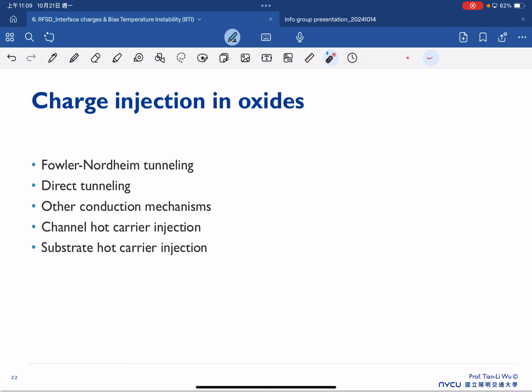Okay, so one of the issues for this interface or dielectric trapping is because we have electrons moving inside the dielectric. So first of all, we have to understand what the mechanism is that can cause the charge injection into the oxide. We have several mechanisms here. The first one is very famous, which we call the FN tunneling. The second one is direct tunneling. We also have hot carrier injection. These are very popular phenomena that we will see in our semiconductor devices over and over again.